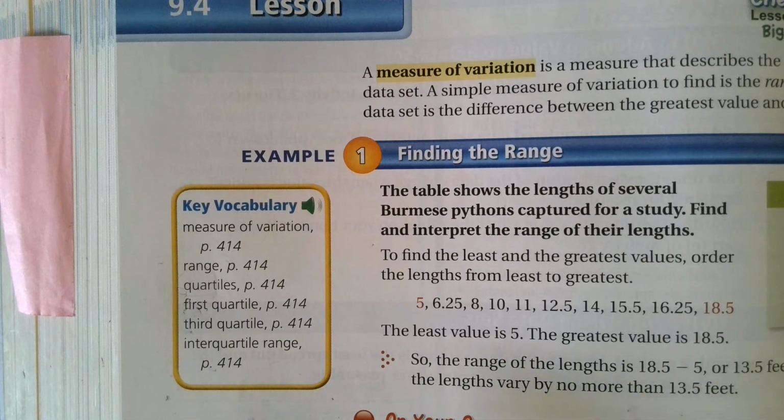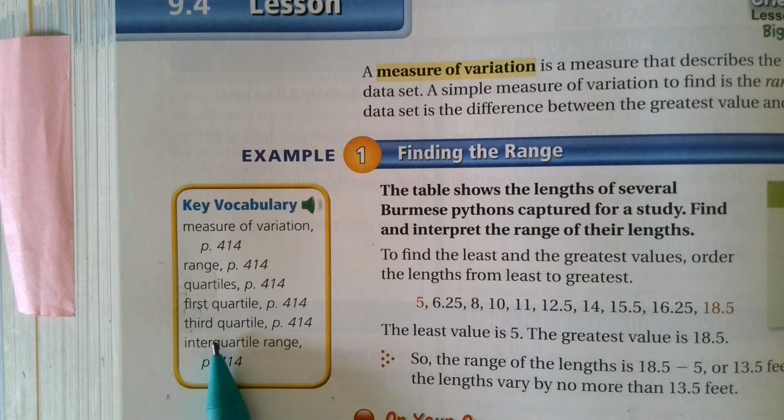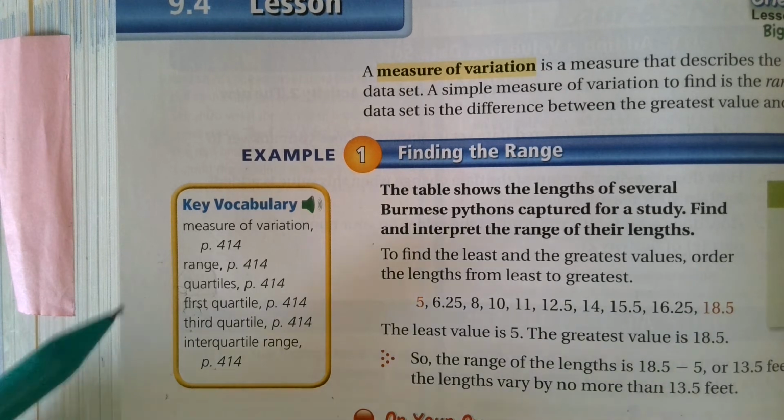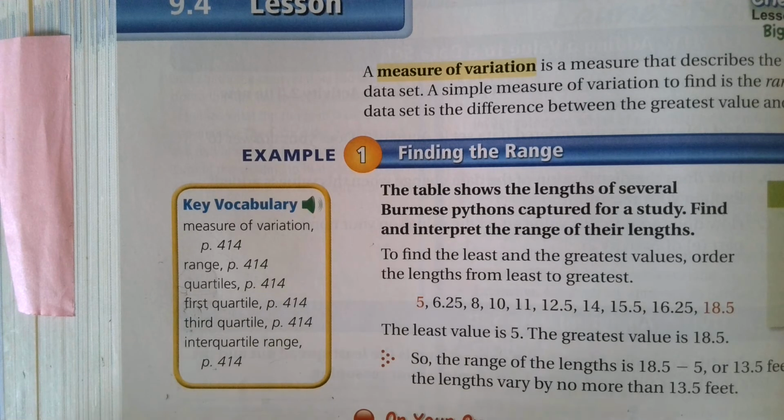All right. So the first quartile is the median of the lower half of the data set. The third quartile is the median of the upper half of the data set. And then we have the interquartile range. That is the difference between the first and the third. Actually, it should be the difference between the third and the first.